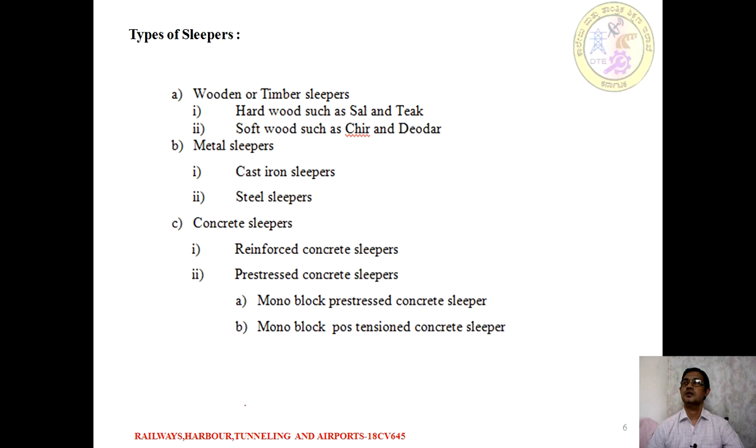Due to the disadvantages of wooden or timber sleepers, we moved to the next type of material, that is metal. In the metal we have cast iron and steel sleepers. Whatever the disadvantages, they come over with a metal sleeper. The next material, a more advanced and more durable material we use, is concrete.